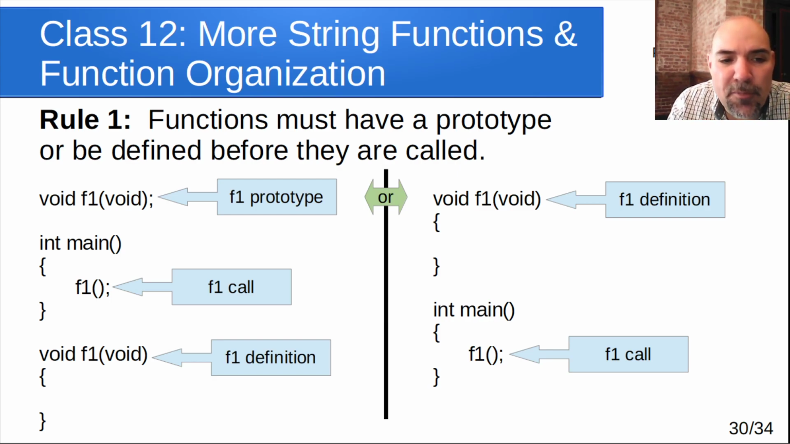So we should always have a prototype at the top so we're not just relying on the compiler to figure things out for us that it might guess wrong on. Now, if you do it this way, then you can define your functions down here.